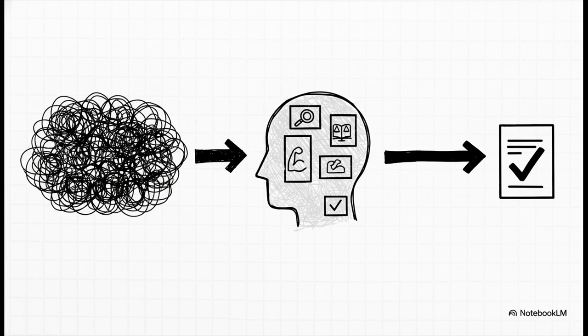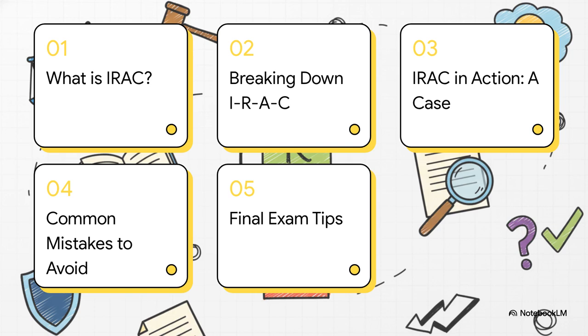It's a really powerful tool designed to help you organize your thoughts, taking a chaotic jumble of facts and turning it into a clear, persuasive legal argument. Think of it as your guide for every single exam and problem question you'll face. So, here's our roadmap. First, we'll cover the basics of what the method is. Then we'll break down each of its 4 parts. After that, we'll see IRAC in action with a practical case, go over some common mistakes to avoid, and wrap it all up with some final exam tips.